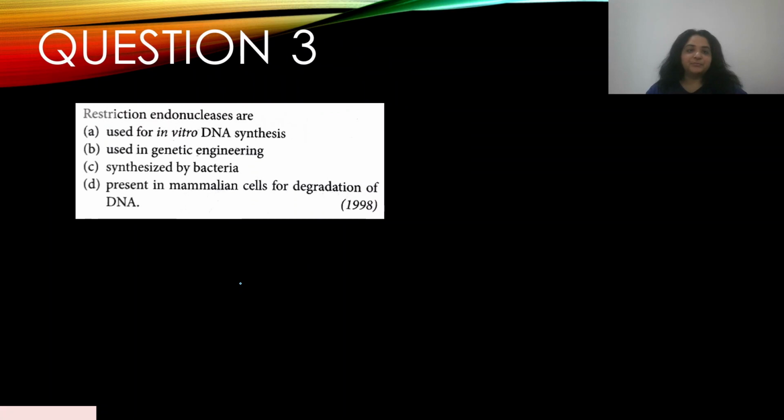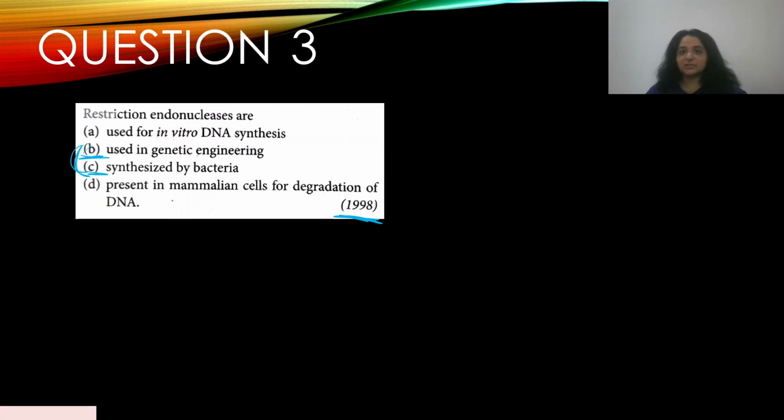Question number 3. Restriction endonucleases are, this appeared in 98, A. used for in vitro DNA synthesis, B. used in genetic engineering, C. synthesized by bacteria, D. present in mammalian cells for degradation of DNA. Now, there are two possible answers to this question. Okay, I would say yes, of course, they're used in genetic engineering. Restriction endonucleases are also synthesized by bacteria. Okay, and it was one of the ways by which it was discovered.